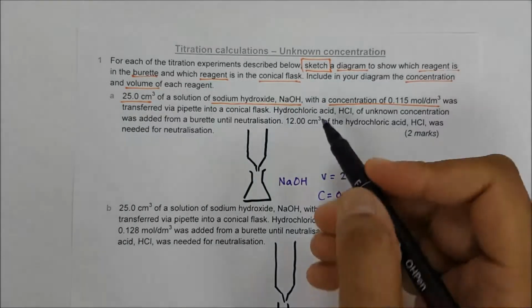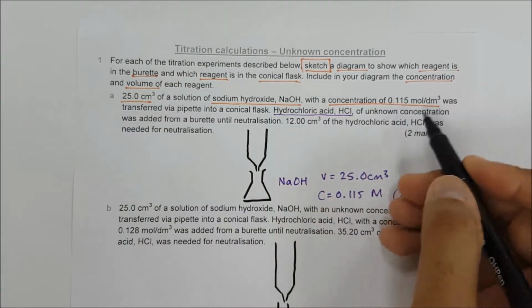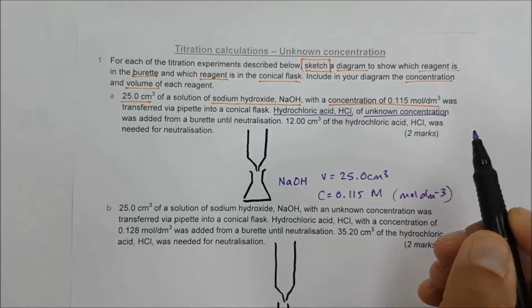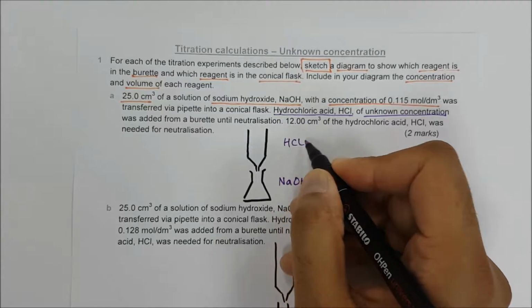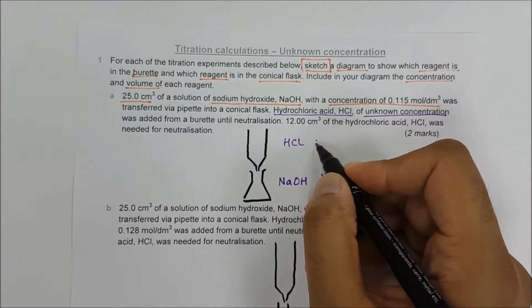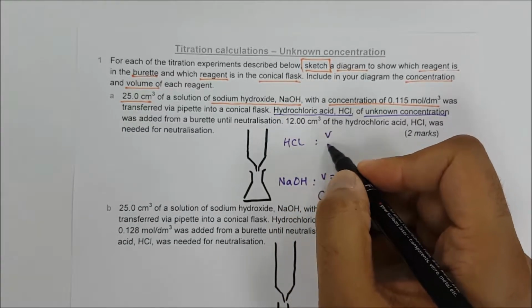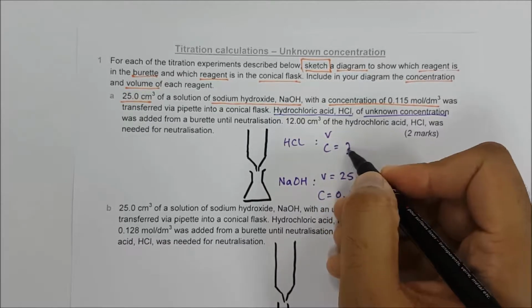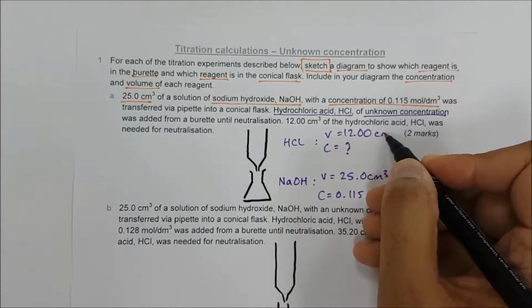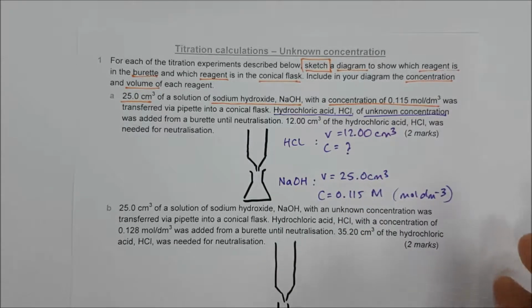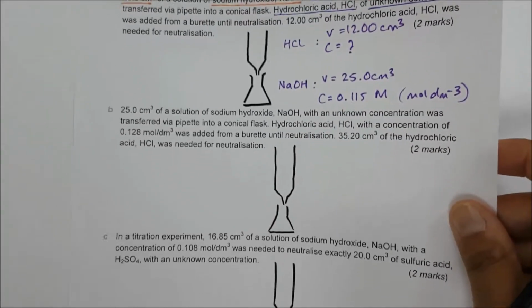Continuing, hydrochloric acid. It's an unknown concentration. Was added from a burette. If you remember, the burette is our vertical piece of apparatus. The concentration is unknown. However, the volume, we have 12 centimeters cubed. 2 marks, one for either chemical.